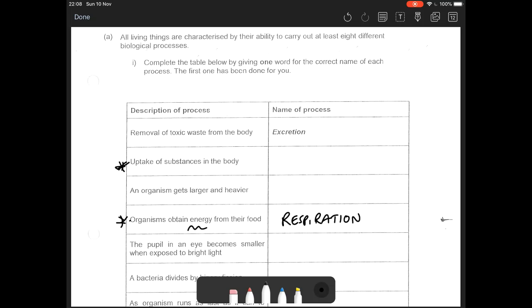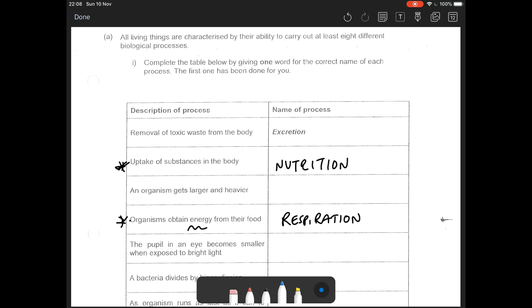Taking things up into the body, in the case of animals, is through the process of digestion, but in single-celled organisms, they might just absorb it. But either way, we're taking things into the body. This is going to be our nutrition. So those are the two main ones that most people got wrong.